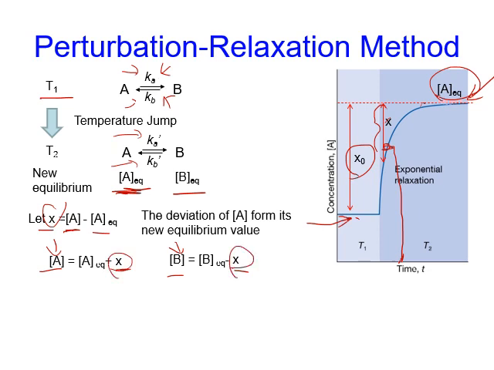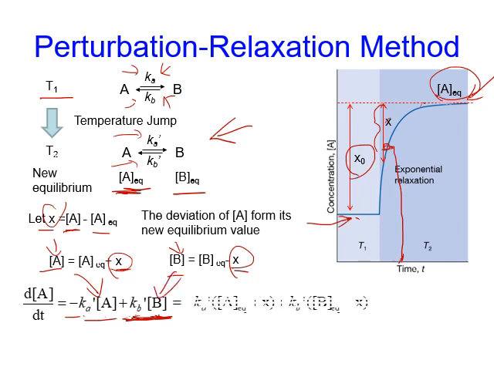So now let's write the differential equation for A. Remember the reaction has two elementary steps, forward and reverse. The reverse reaction produces A, so it's positive, increasing the A concentration: Kb prime, the rate constant, times the concentration of B, minus the forward reaction, because the forward reaction consumes A, so it's negative: minus Ka prime, the forward rate constant, times A. Now plug in these concentrations, so we have this equation.